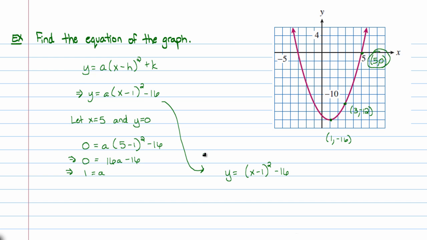They gave us a vertex, and they actually gave us more than one other point. They gave us a bunch of other points, in fact. But I just used a vertex, plugged it into the vertex form, and then used the extra point that I could find on the graph to find the value of A.